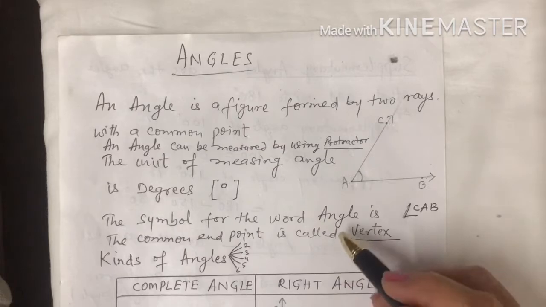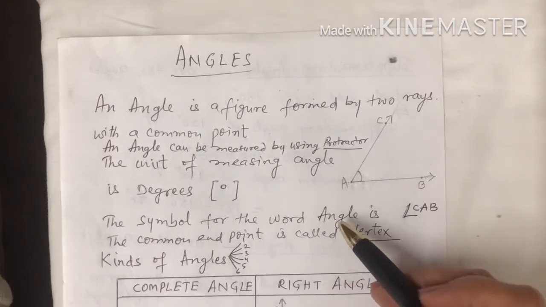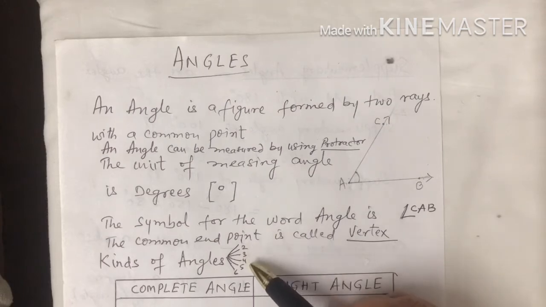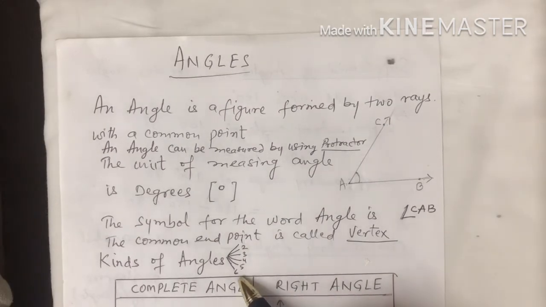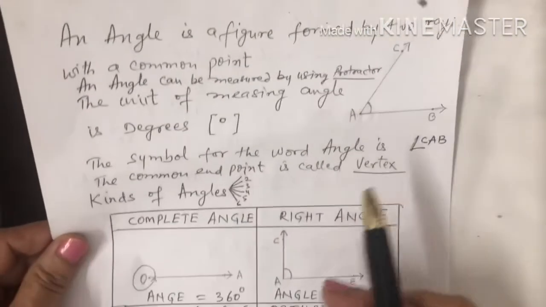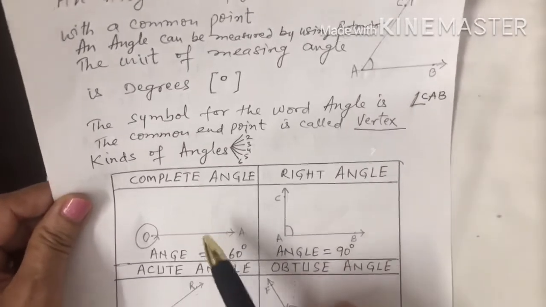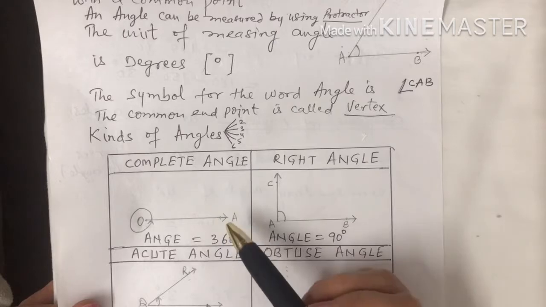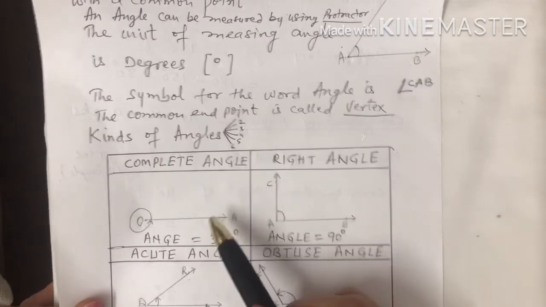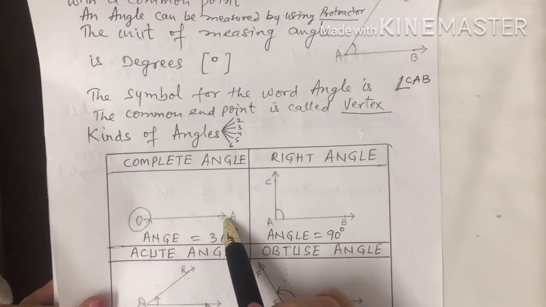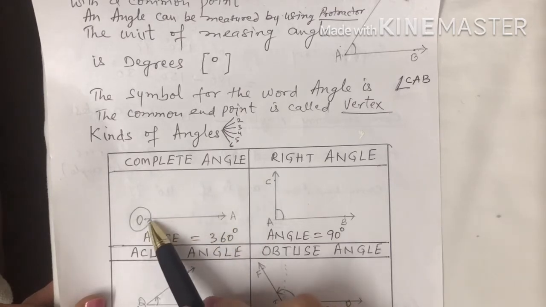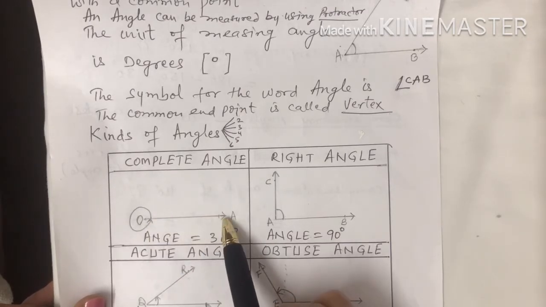Then how many kinds of angles are there? There are 6 kinds of angles. 1, 2, 3, 4, 5, 6. What are the angles? Number 1, it's a complete angle. What is a complete angle? This is 360 degrees. This can be called a straight line or can be called a complete angle.